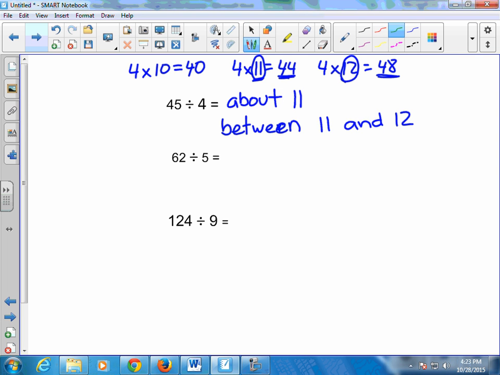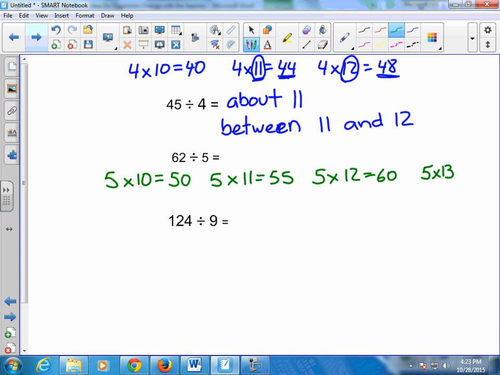Let's try it again. 62 divided by 5. Okay, let me start on my multiples of 5. I'm going to start with times 10. I like the 10. 5 times 10 is 50, right? Very simple. I'm still too far away. I need to keep going. So 5 times 11 is 55. Still far. Let me keep going. 5 times 12 is 60. Okay, I'm getting closer, but I'm not right there at the 62. And 5 times 13 is 65.